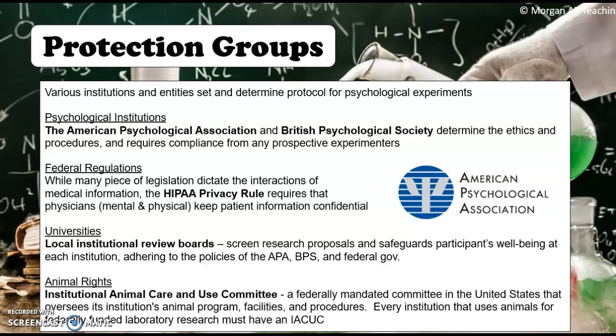And then there is the Institutional Animal Care and Use Committee, a federally mandated committee in the United States that oversees institutions that use animals. Every institution that uses animals for federally funded laboratory research must have an IACUC. Does that mean that if it's not federally funded, they could just start doing stuff on animals? I don't really know. But animals do have rights, and there is a committee to oversee experiments to make sure that they are being treated well.